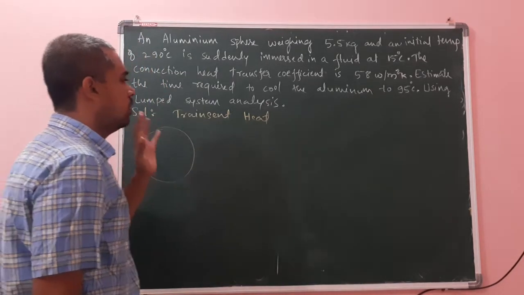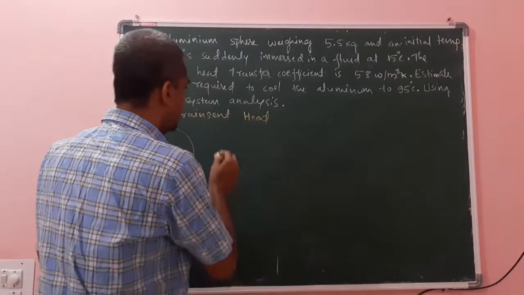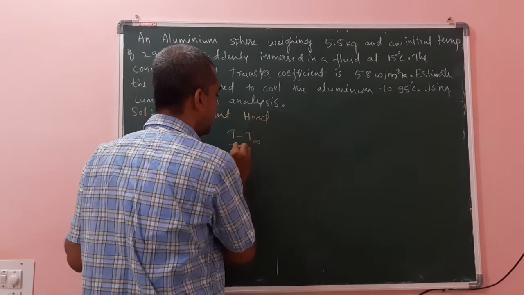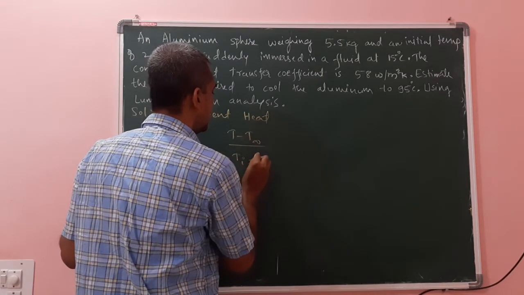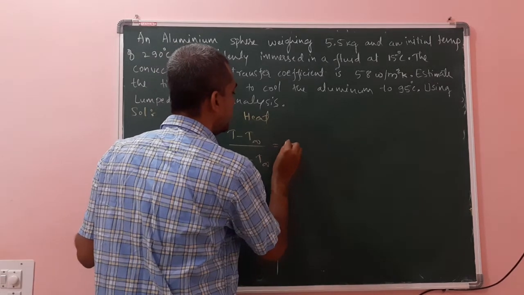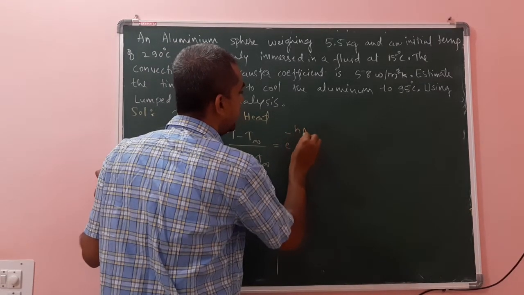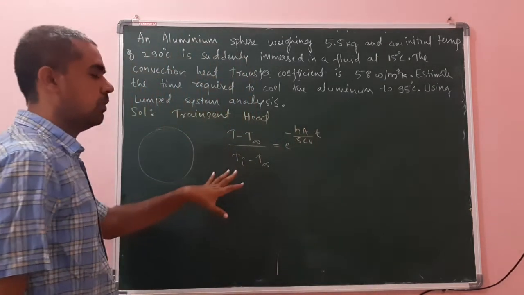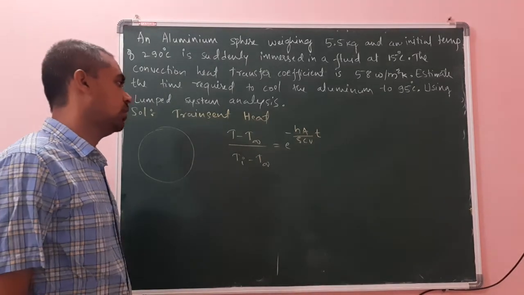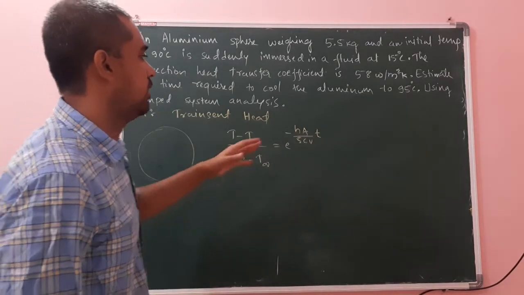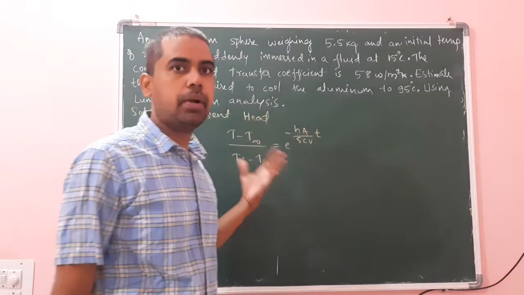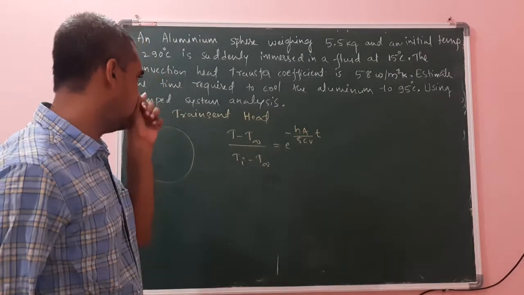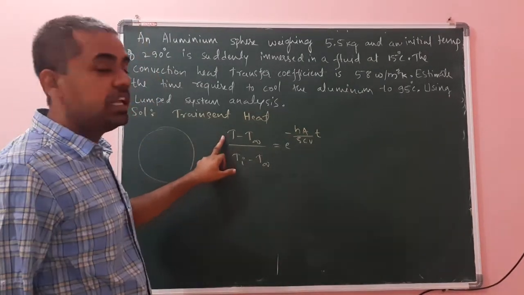Here, the formula we know, which we derived in the previous lecture video, is (T minus T infinity) divided by (Ti minus T infinity) equal to e raised to minus hA divided by rho Cv into t. This formula is available in the data handbook also, in transient heat transfer. They have expressed this mostly in terms of Biot number and Fourier number, but it is easier to remember like this also.